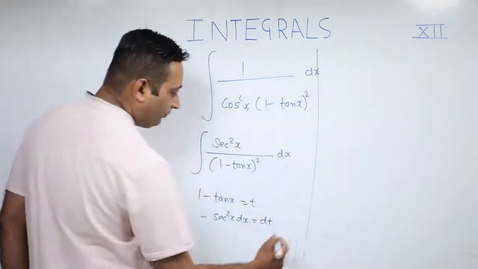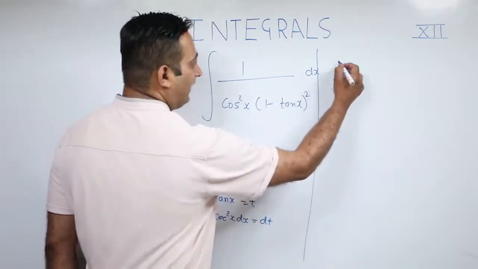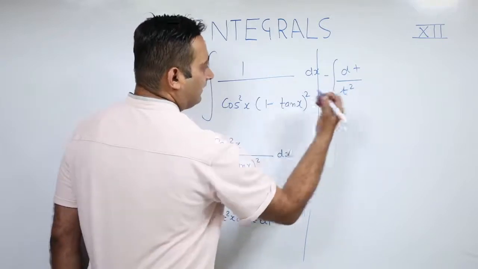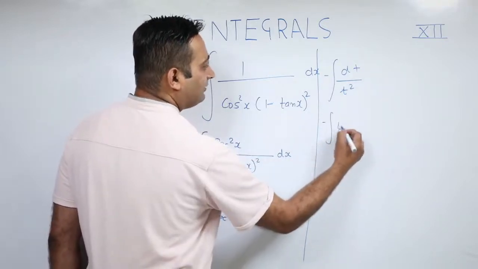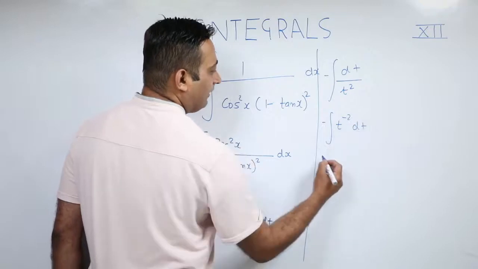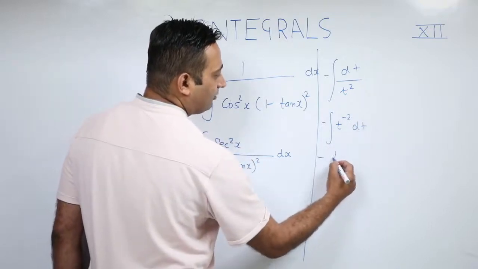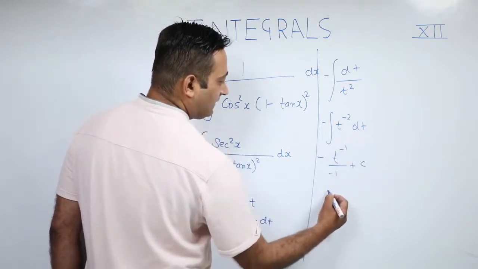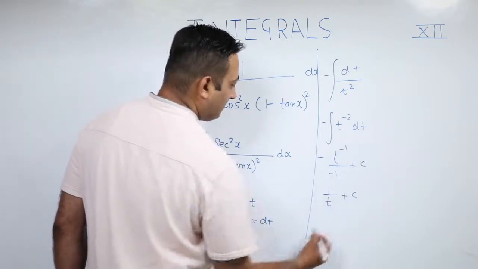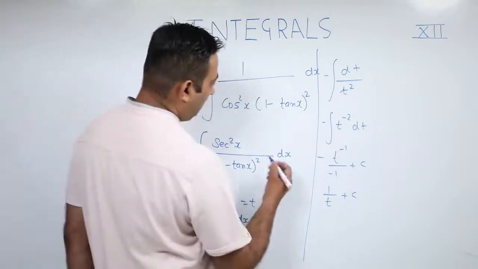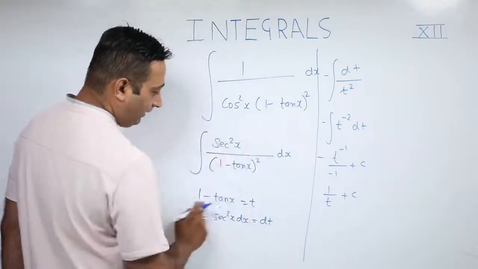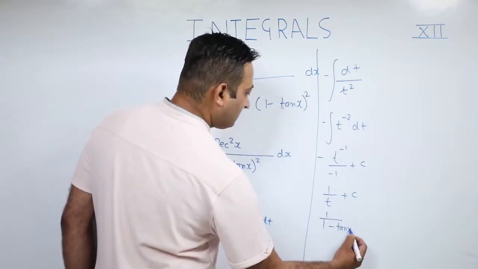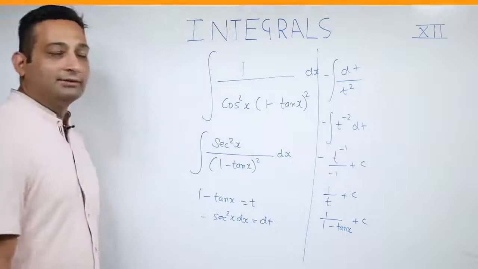Now, if we substitute all these values here, we get minus of dt by t square. Now, we can consider it as a standard function. T raised to the power minus 2 dt will be equal to minus of t raised to the power minus 1 by minus 1 plus c, which is equal to 1 by t plus c. By putting the value of t from the given substitution, that is 1 minus tan x equal to t, we get 1 upon 1 minus tan x plus c as the final answer.